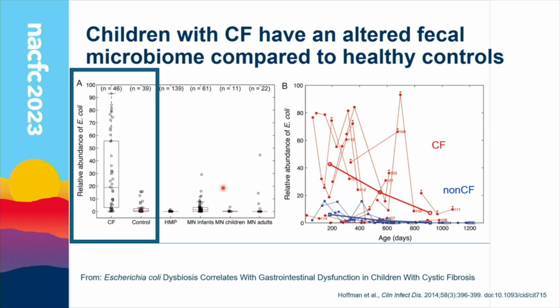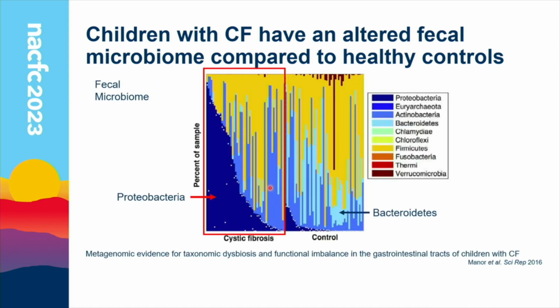About a decade ago, it was shown that there is a high relative abundance of E. coli in the feces of children with CF. Here, each thin line is an individual, and the thick line is the average of all those children. Another way this was shown is, again, this increase in proteobacteria in children with CF, and E. coli is a proteobacterium, compared to control feces. There was also a decrease in the bacteroidetes, so there's less light blue in these samples.